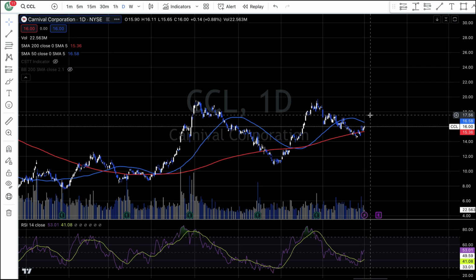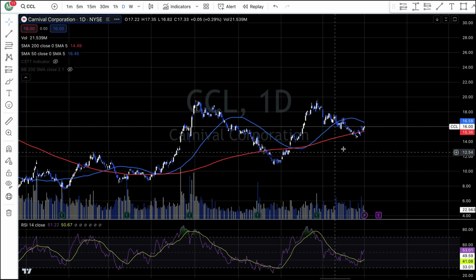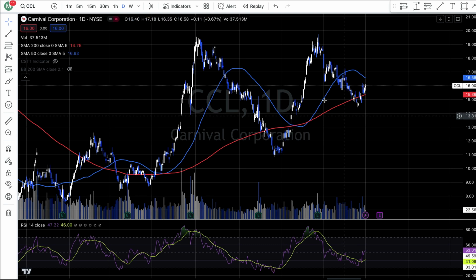Now, we can't say for sure it's going to do that, but that's what the trend is telling us, right, with these two indicators. And that's the daily time frame.